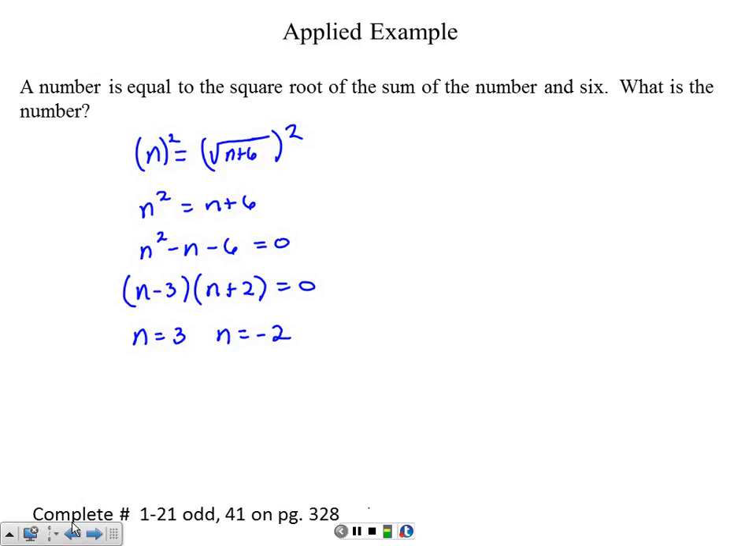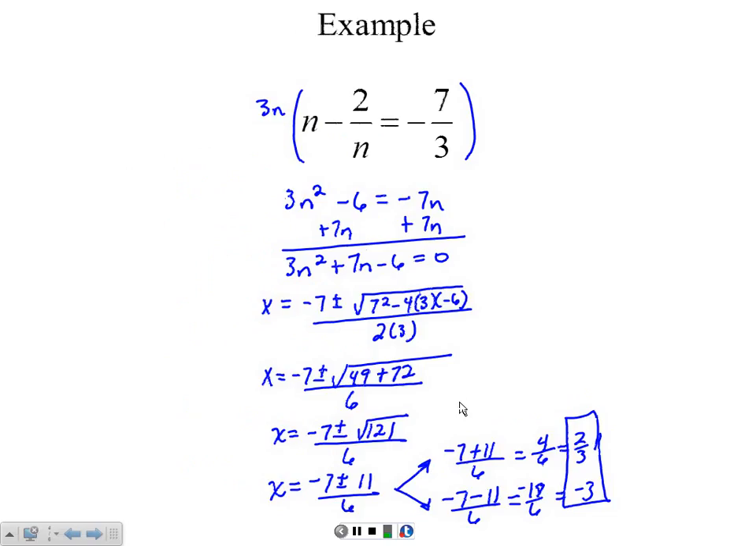Alright, so I would like you to complete 1 through 21 odd and 41 on page 328. Bring them into class if you have any problems, and just remember you can use any method that you want in order to solve these, and also remember that if it's not in general form, you need to get it in general form before you use these methods.